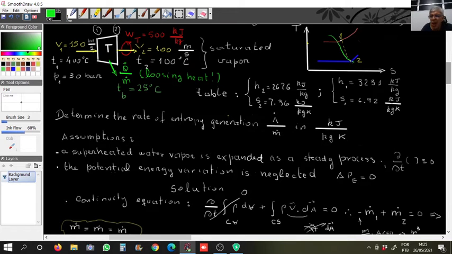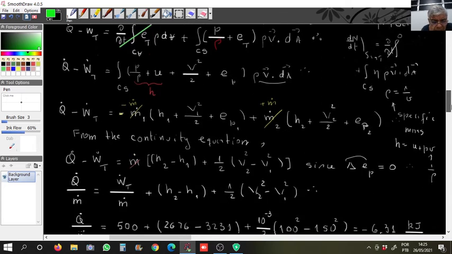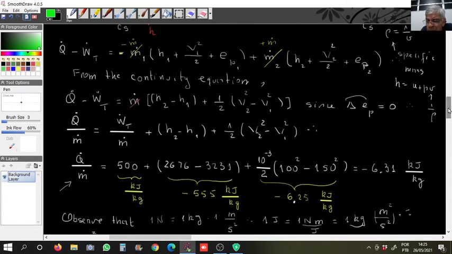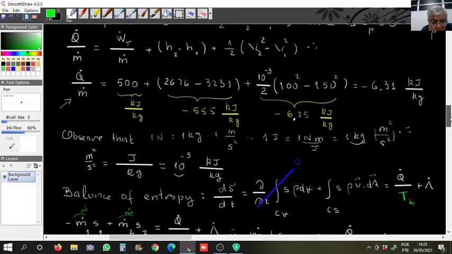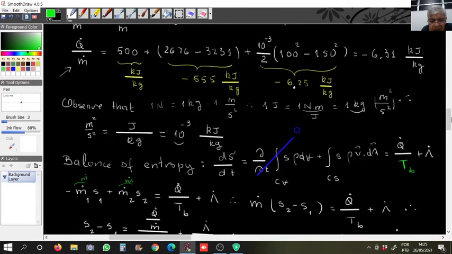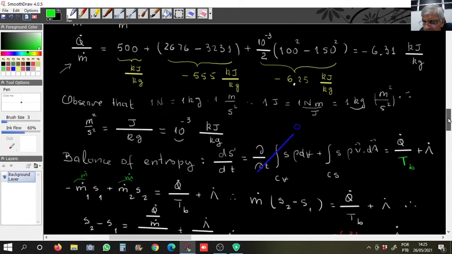Now we are ready to apply the second law of thermodynamics. Okay, let's go. Balance of entropy is not conservation of entropy. You have conservation of mass, conservation of momentum from Newton's law. You have conservation of energy from the first law. But you don't say conservation of entropy. You say balance of entropy.